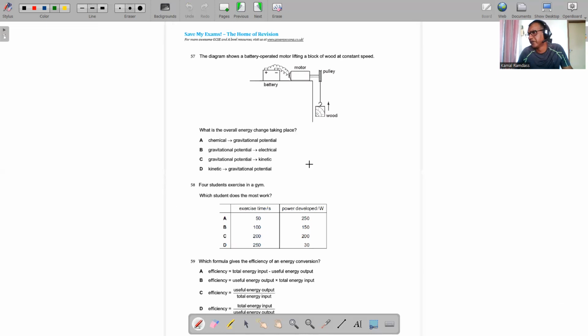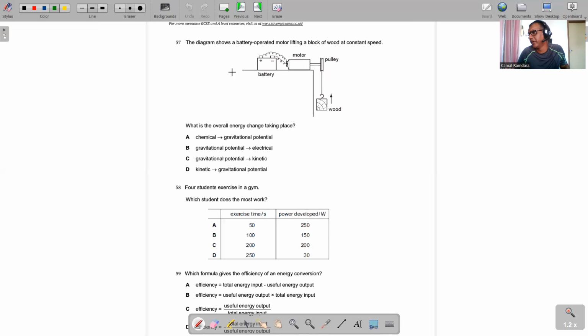Energy is always dissipated. The diagram shows a battery-operated motor lifting a block of wood at constant speed. Okay. What is the overall energy change taking place? Battery, chemical, to electrical, to mechanical. Okay, to potential. Overall energy change. This means chemical. The intermediate stages we are not interested in, mechanical we are not interested in. It shows potential there. Chemical to gravitational potential, from chemical store to gravitational potential store.